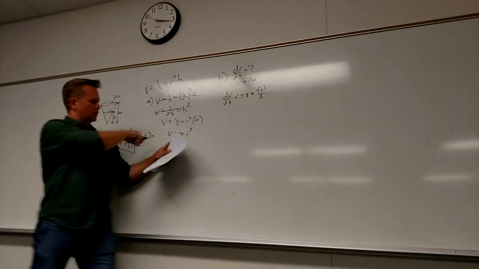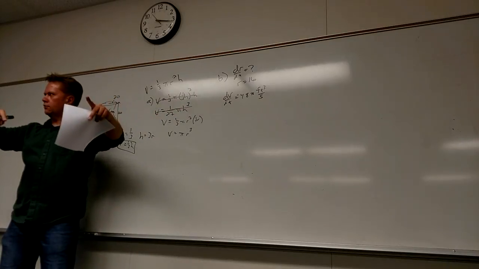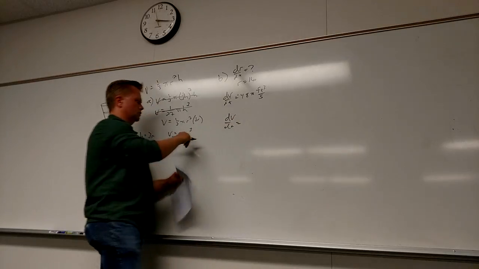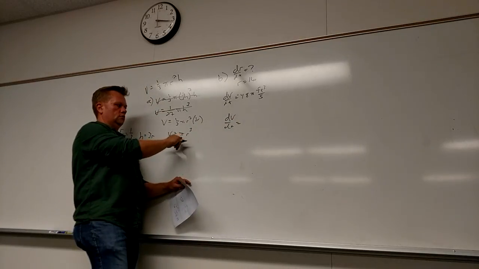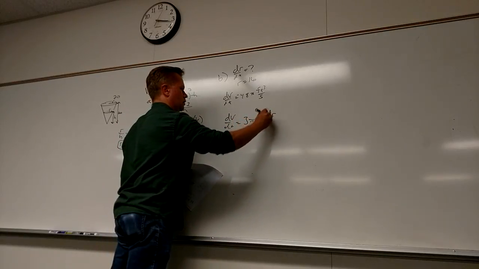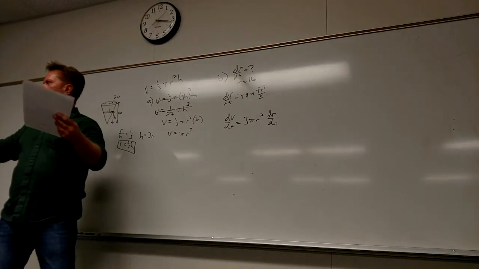So now I just got to take the derivative, so I have places to throw things. So what's the derivative of that? dV dt equals 3 pi r squared dr dt. And now I can throw stuff in, solve for what I need.